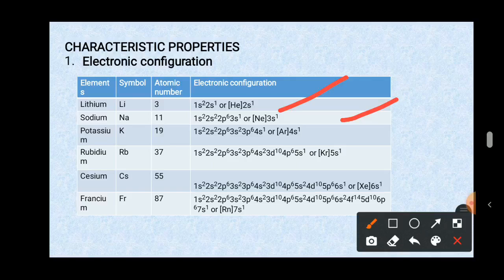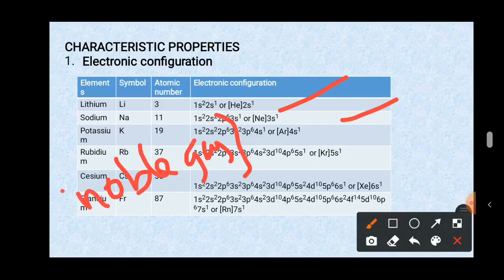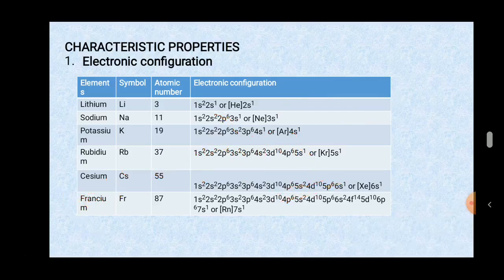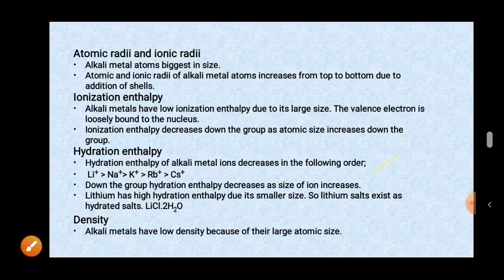So based on that, the general electronic configuration of a group 1 element is written as noble gas ns1. Here you can see the outermost shell contains ns, that is 2s, 3s, 4s, 5s, 6s and 7s. And in that, how many electrons are filled? It contains only one electron. Based on that it is written as ns1. I hope you understood the concept. So we'll move to the next property.